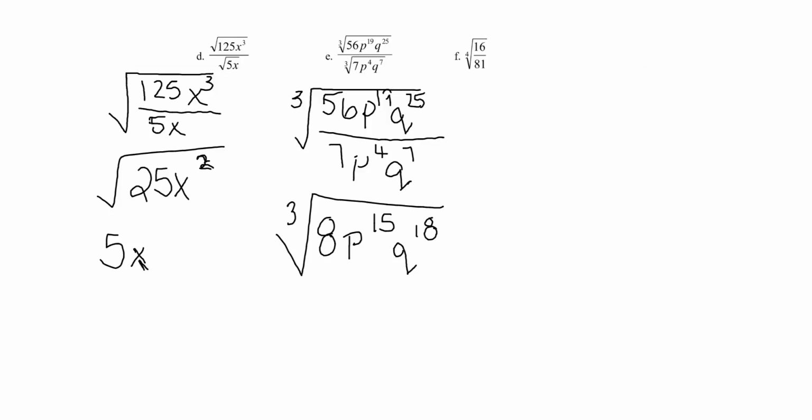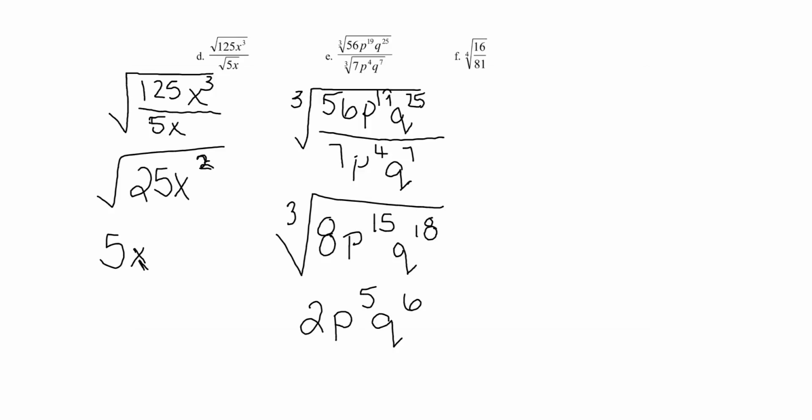Okay, again, we can simplify this. The cubed root of 8 is 2. 3 goes into 15 5 times, so we have 2p to the 5th. And 3 goes into 18 6 times, so q to the 6th. And that's our final answer, 2p to the 5th, q to the 6th.